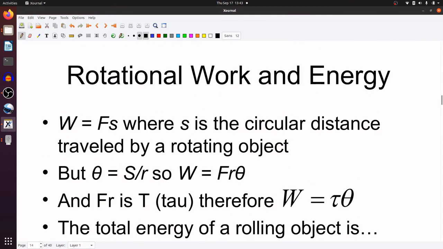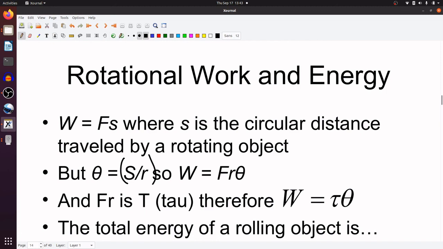I promised this, and so here it is. I talked about how torque was a Newton meter, but not a joule. This is why. Work is equal to force times a distance. And if we're going in a circle, remember we called it an arc length, so we called it S. So Fs, where S is the circular distance traveled by the rotating object. But we also know that theta is equal to S over R, right here. And that's kind of how we defined it.